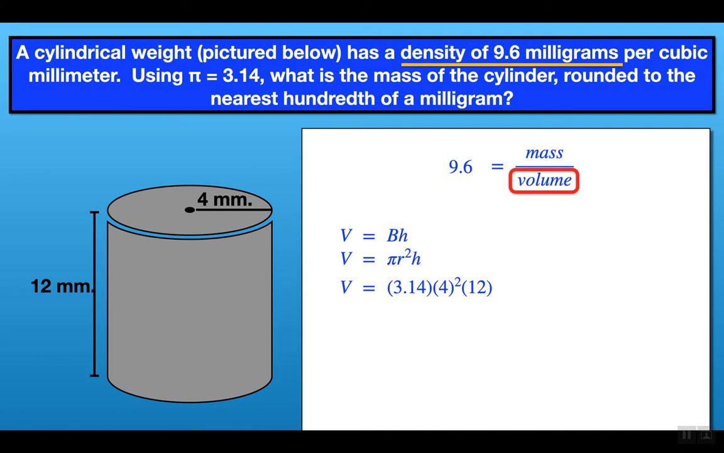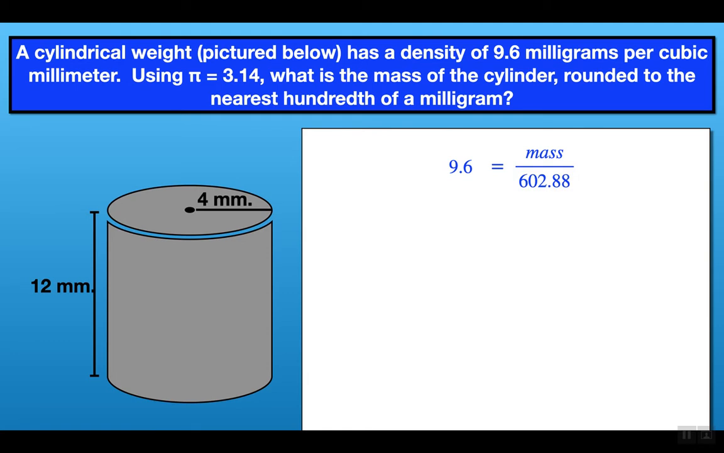And remember that in the question it says that they want us to use 3.14 for pi. Okay, so now let's follow the order of operations and begin with the exponent. 4 to the second power is 16, and 16 times 12 times 3.14 will give us a volume of 602.88 cubic millimeters. So now that we know the volume of the cylinder, let's substitute that into the formula. And now we're almost done.